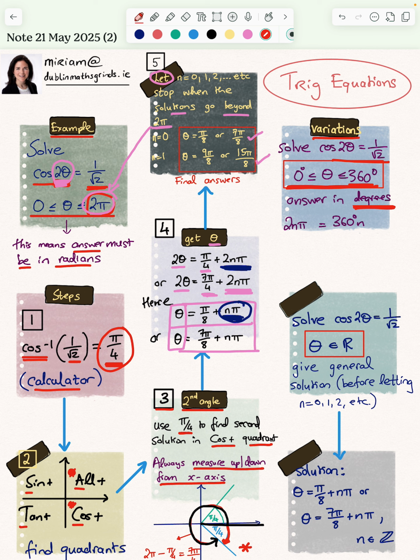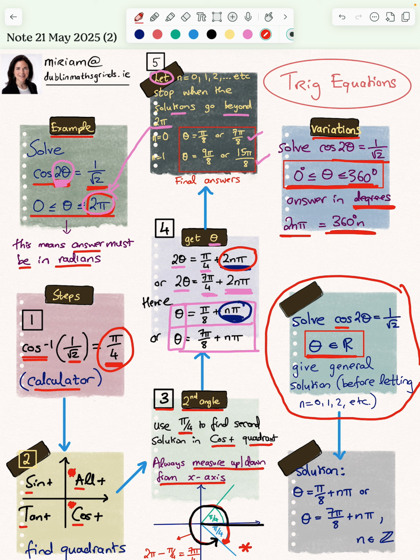And the only difference in all of the steps below is instead of adding 2nπ, we add 360 degrees n. Okay, and then another variation is if you were asked to solve cos of 2θ equal to 1 over root 2, where θ is an element of the real numbers.